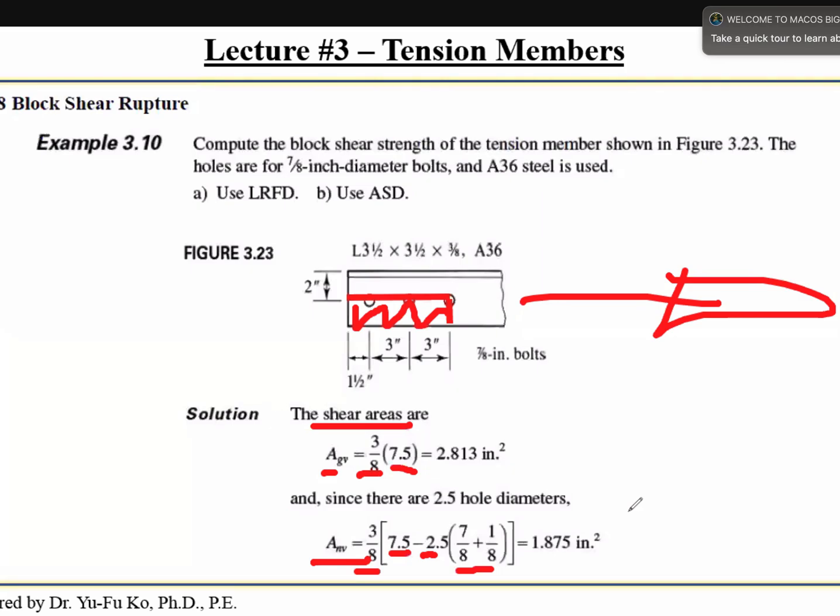Any questions so far regarding the gross and the net shear area? Can you please do the gross again, please? The gross area of shear. Okay, so you're talking about this area in here. So 3 plus 3 plus 1.5, times the thickness of the angle. So that's the gross shear area for this angle.